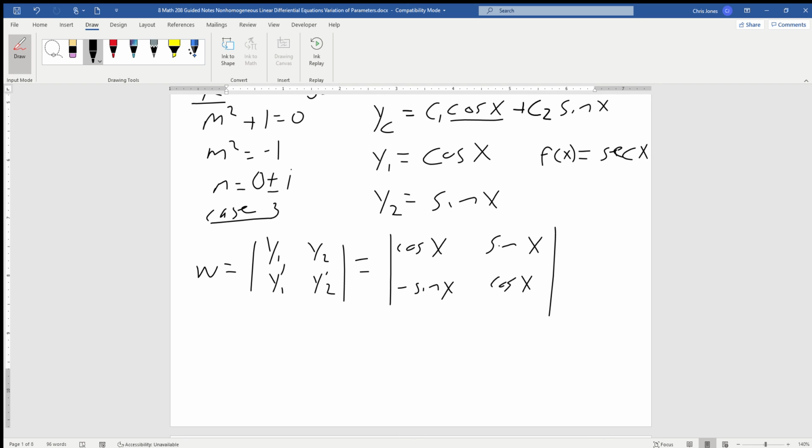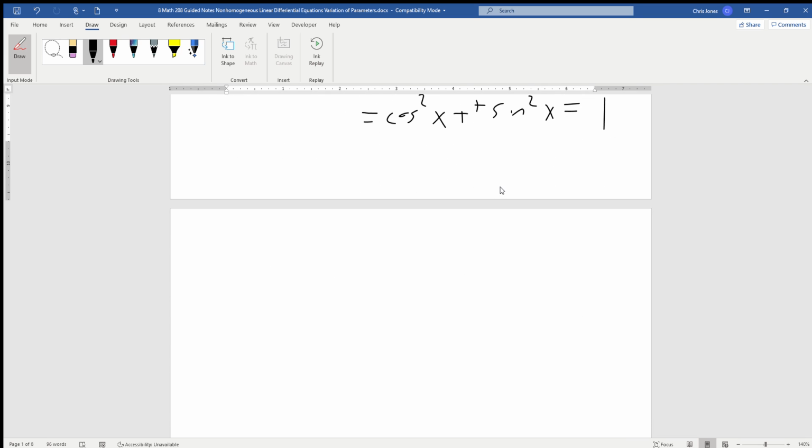All right. For those of you that have never evaluated a determinant before, it's really easy. Cross multiply down, so that's going to be cos squared x minus cross multiply up, a negative sine squared x. Fortunately for us, that just becomes 1. Okay. All right, so that's really nice that W is equal to 1. Now we need W1 and W2.